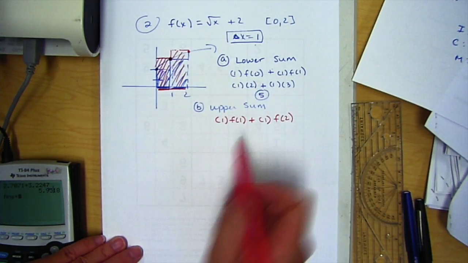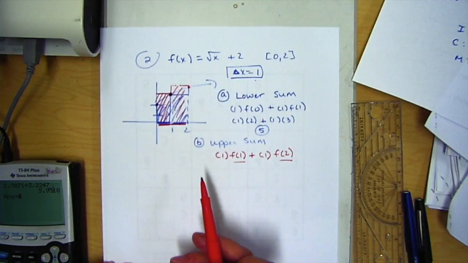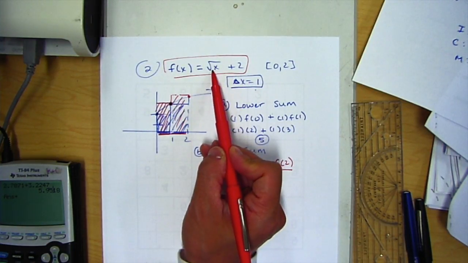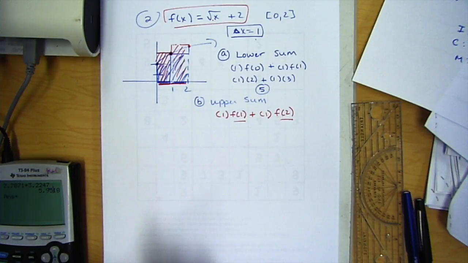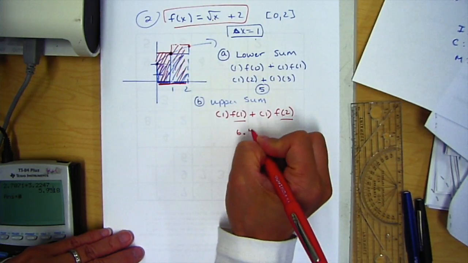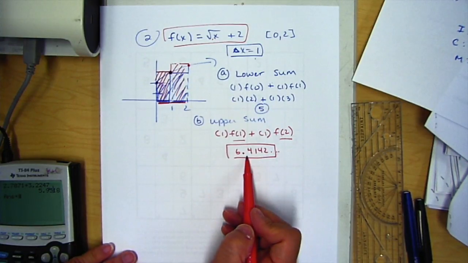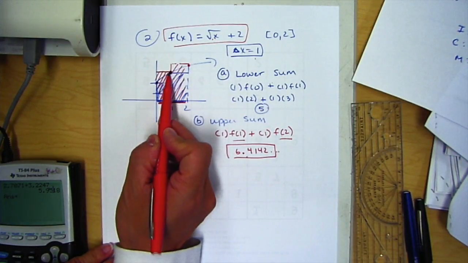And you can just use your calculator at this point to punch out these numbers. This is the original function. So f of 2 would be square root of 2 plus 2, whatever that number is. If you do this, I get 6.4142 something. And it makes sense. This number is bigger than this number because we're doing an overestimate.